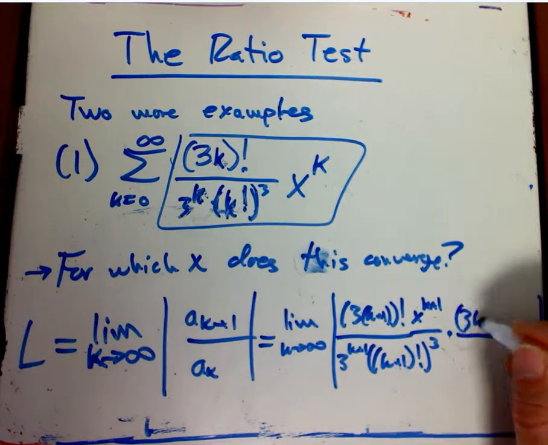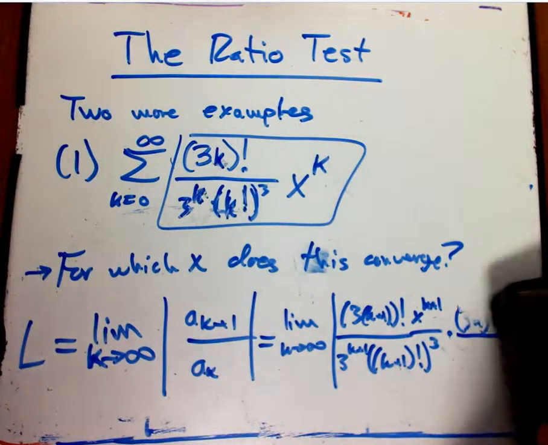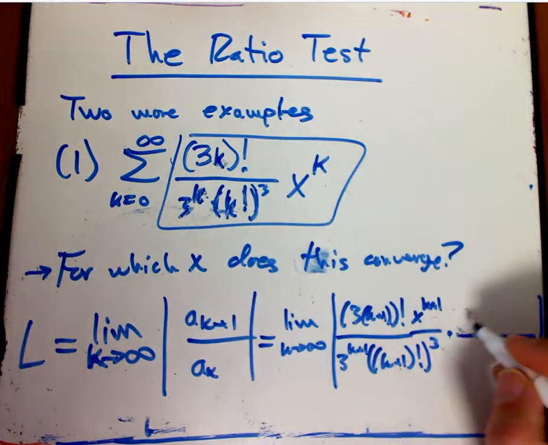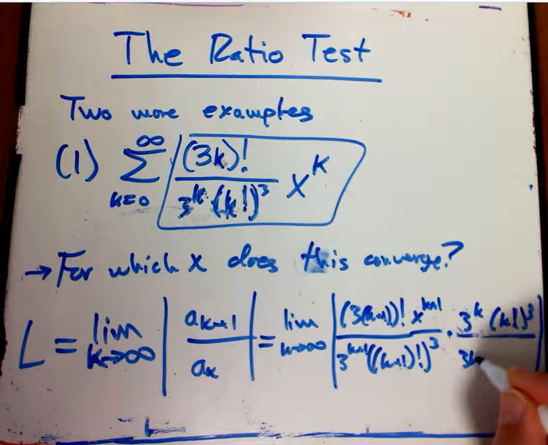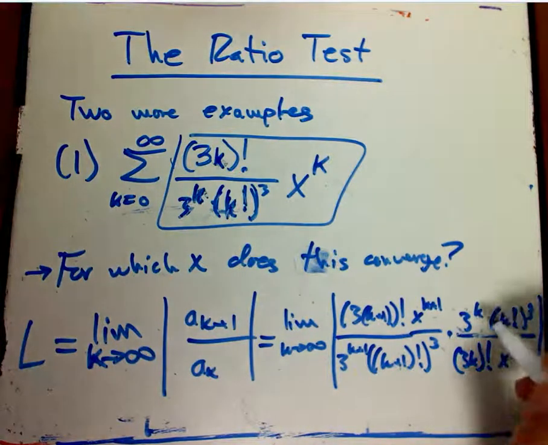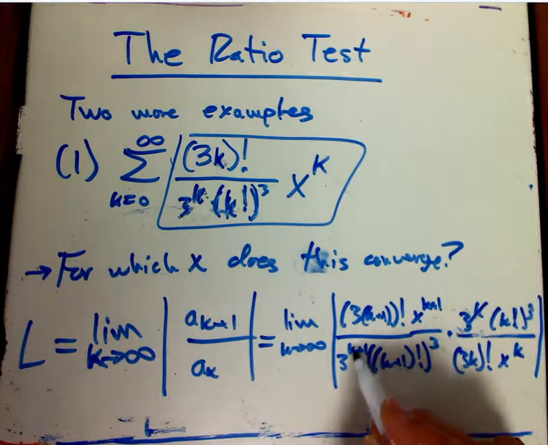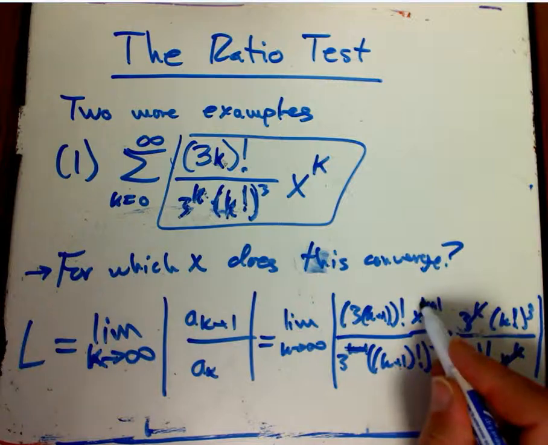Oh, and I didn't do the reciprocal. That flips this stuff up: 3 to the k, factorial cubed, over 3k quantity factorial, times x to the k. So once again, the 3's cancel down to just a 3 on the bottom, and the x's do the same thing, but now there's an x on the top.